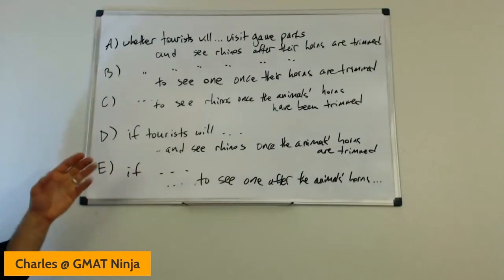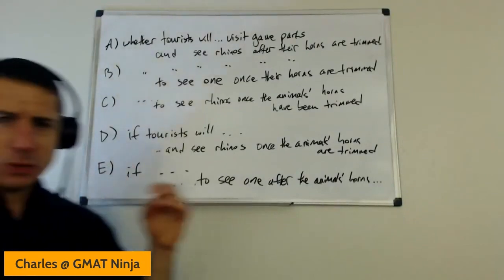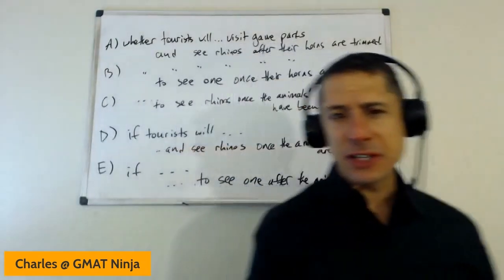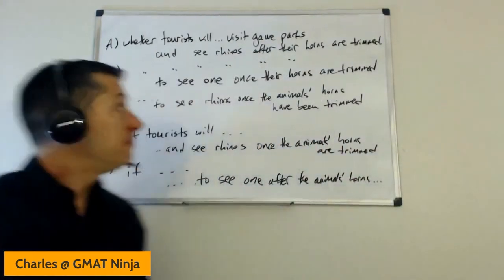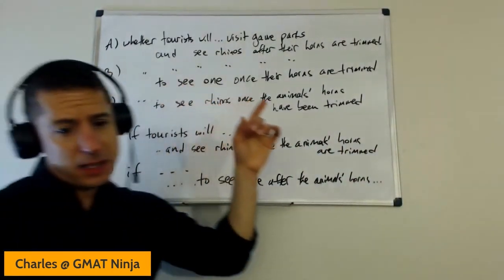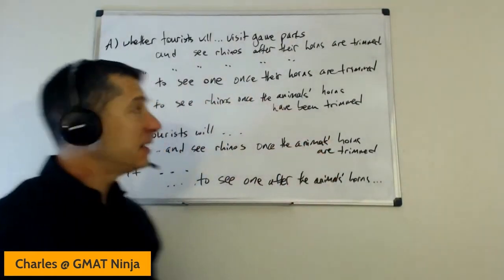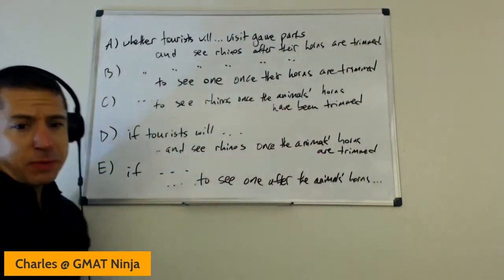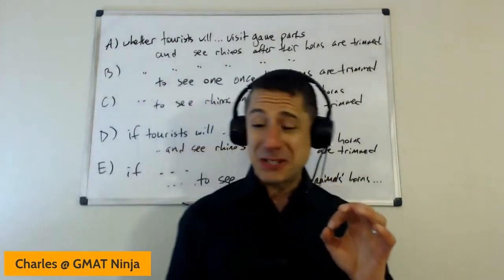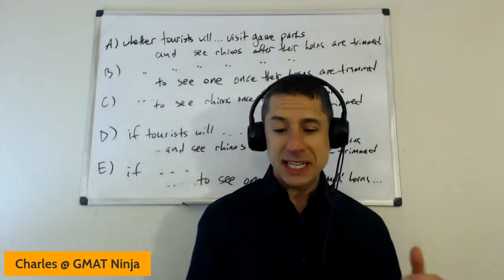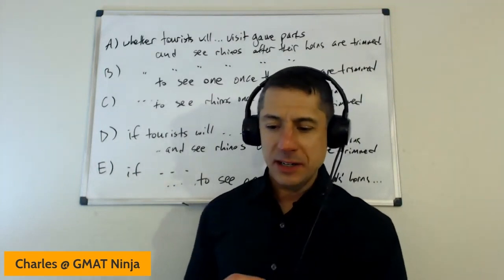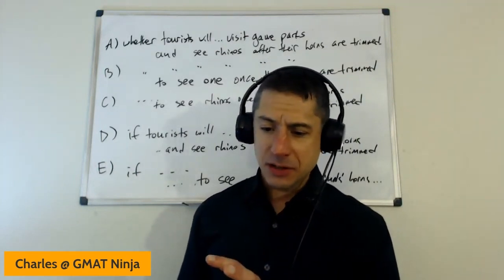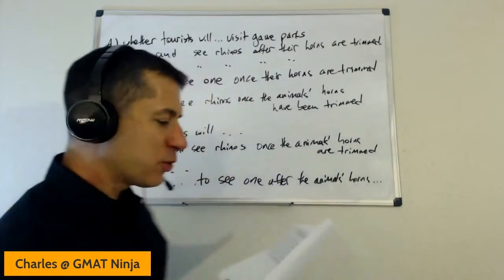Here, I'm going to go roughly from worst to best. I'm going to address the if versus whether issue because I don't think you can get away from it completely here. So I'm going to start with B. A proposal has been made to trim the horns from rhinoceros poachers. Question is whether tourists will continue to visit game parks to see one once their horns are trimmed.